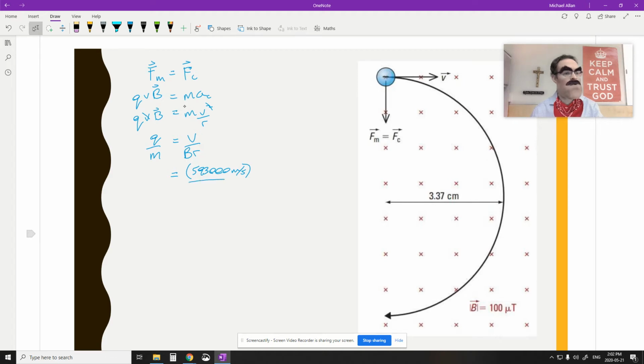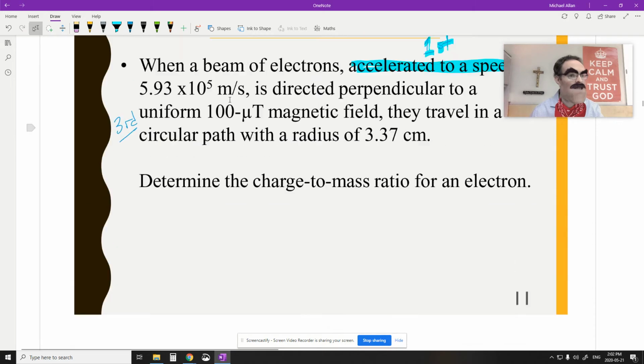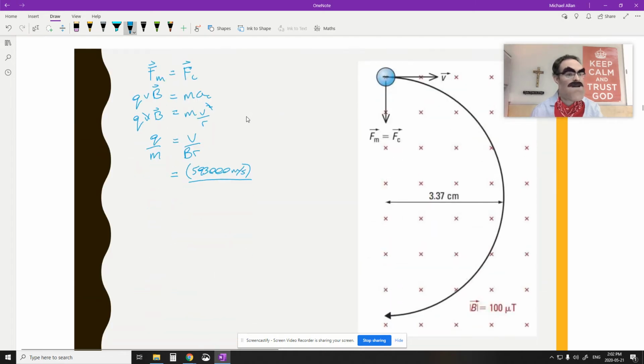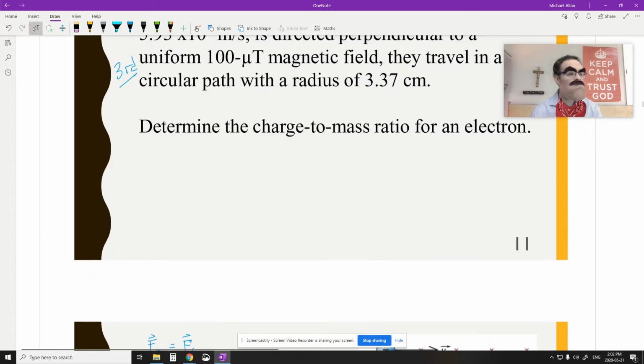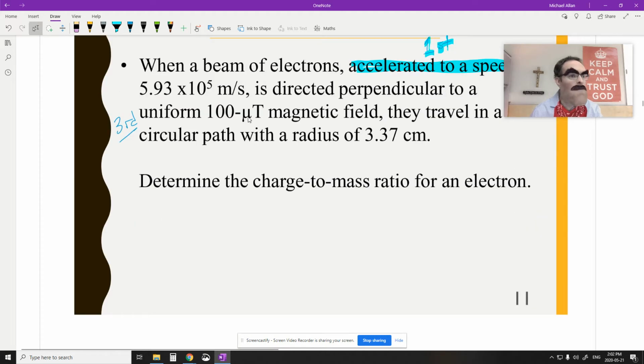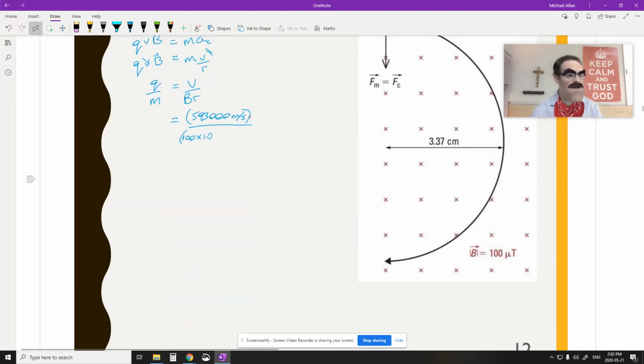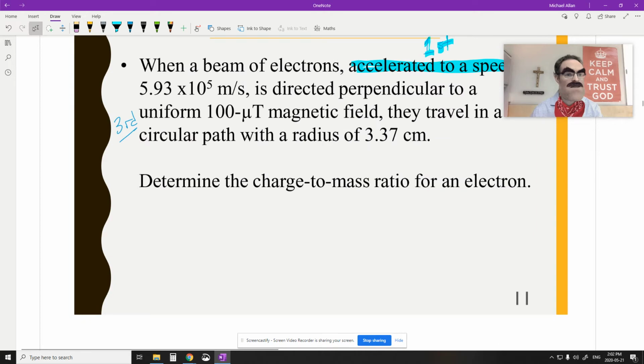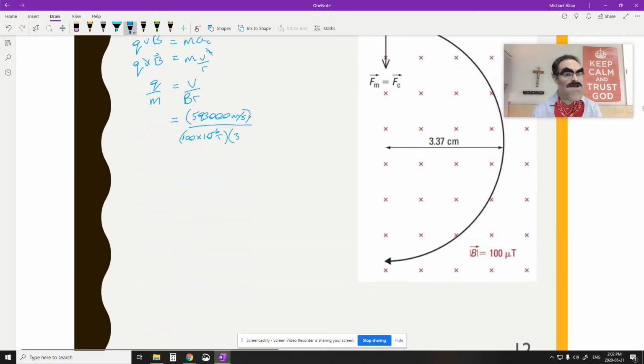You can just leave it in scientific notation. I just like doing that. You want to get away from microteslas here. So my magnetic field is going to be 100 microtesla. So micro times 10 to the negative 6, I believe, teslas. Okay. And my radius, I want to put that in regular meters. So 3 point, oh, all the numbers are here, sorry. Times 10 to the negative 2 meters.